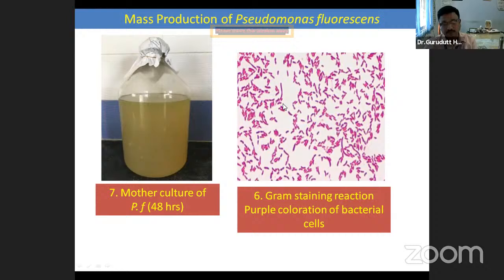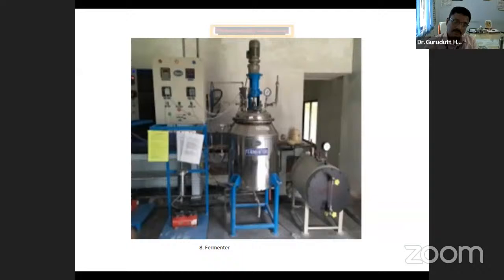And again, the same procedure will be followed to ensure the quality and quantity of the Pseudomonas fluorescens. And I already mentioned, it will be sold at 150 rupees per kg. Same procedure will be followed, but here the number of days taken for multiplication is just 48 to 72 hours, while it is 4 to 5 days for Trichoderma harzianum.